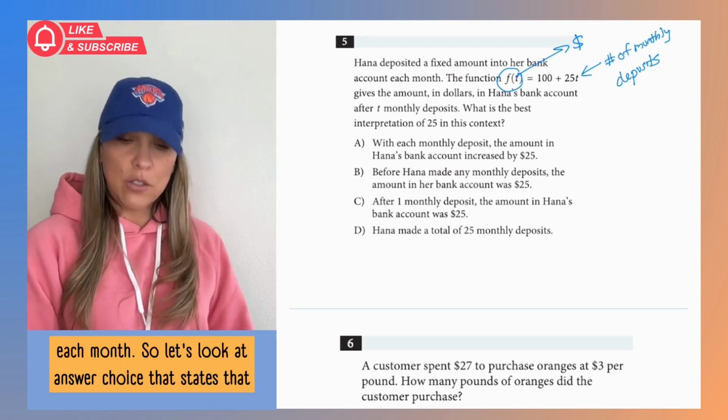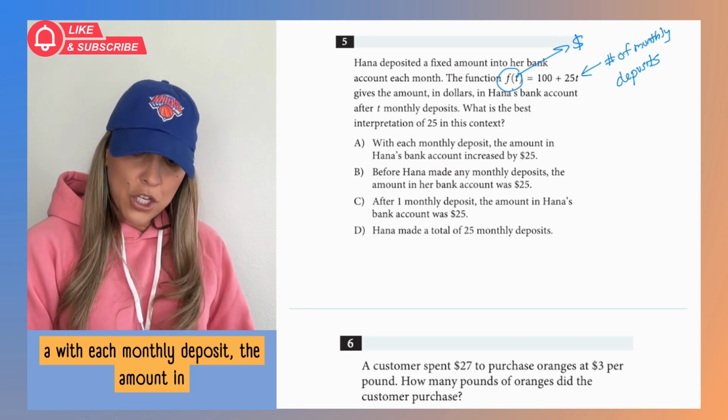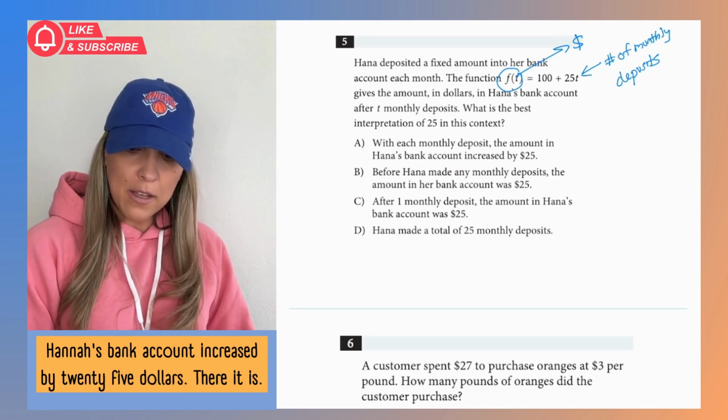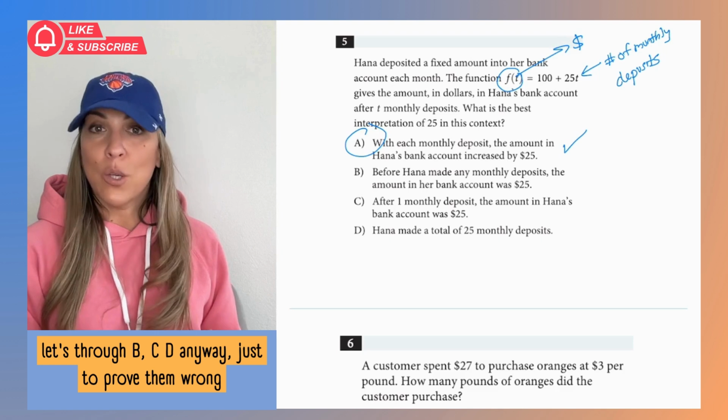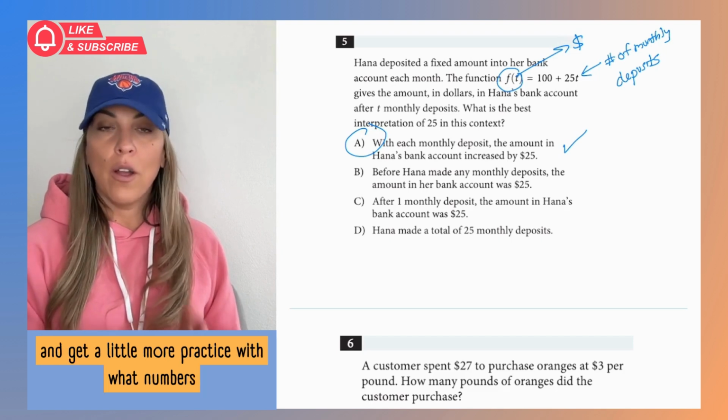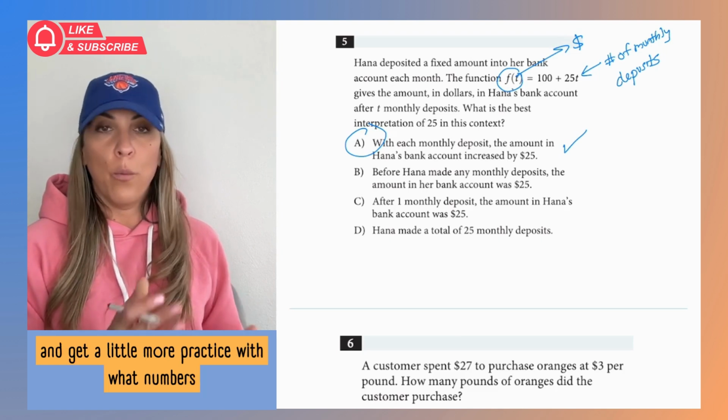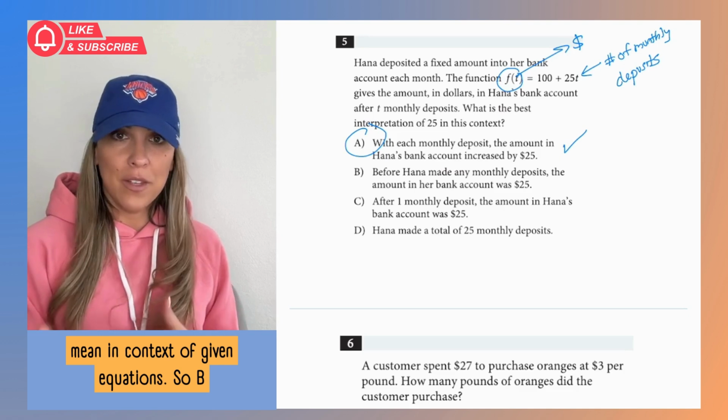So let's look at the answer choice that states that. A, with each monthly deposit, the amount in Hannah's bank account increased by $25. There it is. A is the correct answer. But let's go through B, C, and D anyway just to prove them wrong and get a little more practice with what numbers mean in context of given equations.